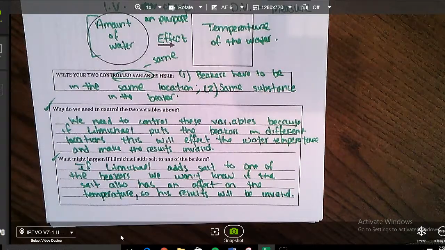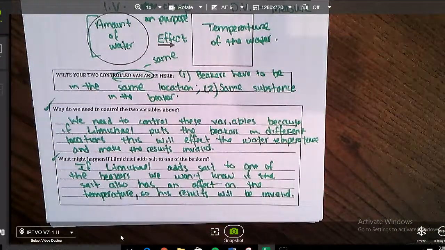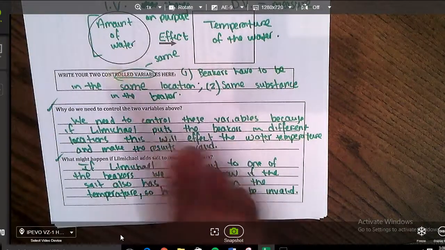All right, we've answered both of these questions. Why do we need to control the two variables above? We need to control these variables because if Lil Michael puts the beakers in different locations, this will affect the water temperature and make the results invalid. What might happen if Lil Michael adds salt to one of the beakers? We won't know if the salt also has an effect on the temperature, so his results will be invalid. Remember, experiments are only valid if we have one independent variable. That's one independent variable. I'm going to say it again, one independent variable.